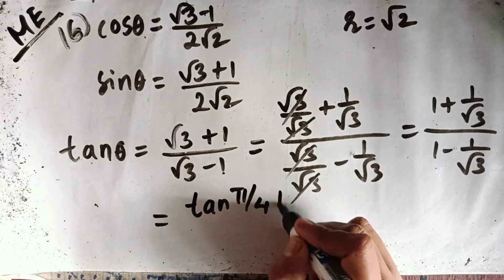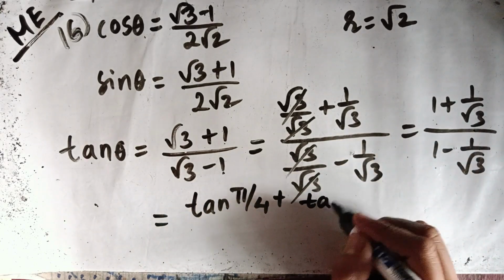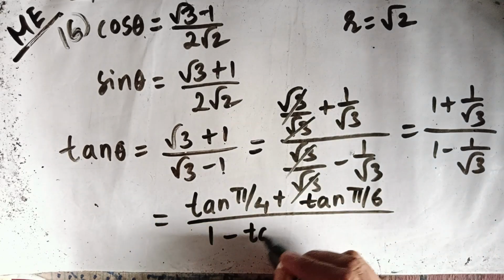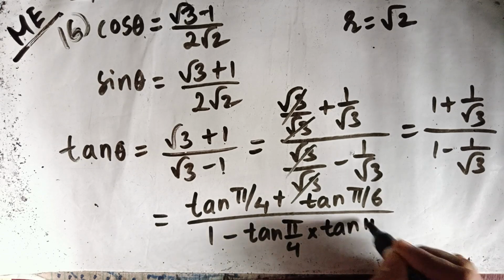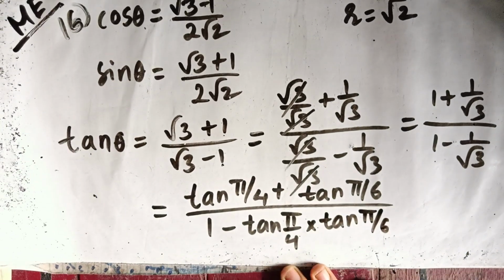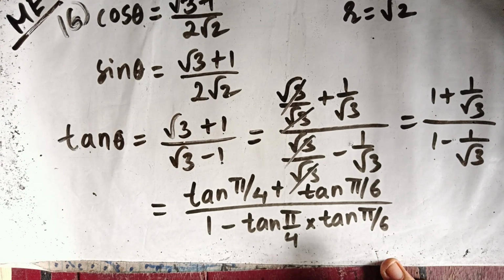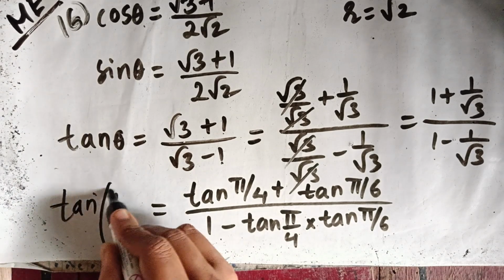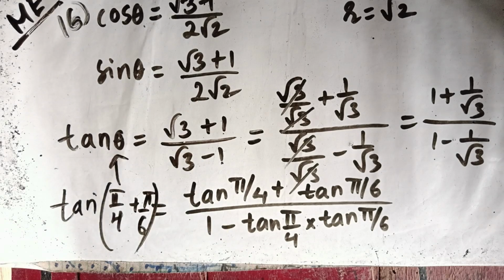Tan pi by 4 plus tan 30, that is tan pi by 6, upon 1 minus tan pi by 4 into tan pi by 6. So we got the values, pi by 4 and pi by 6. This is tan of pi by 4 plus pi by 6, and this is the theta.